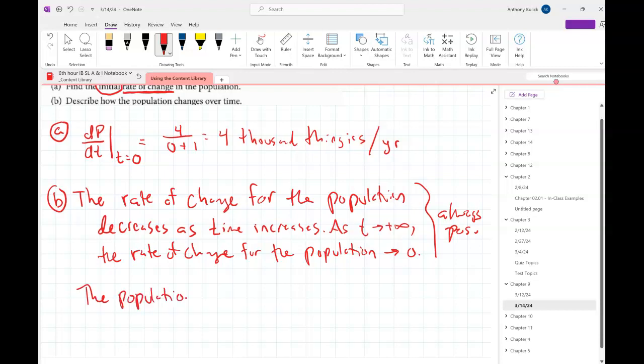The population is increasing for all t greater than or equal to 0, but as t approaches infinity, what is happening to the population? Growth slows down. More specifically, it even becomes not negative, 0, right? As t approaches infinity, the population is just going to stop growing at all.